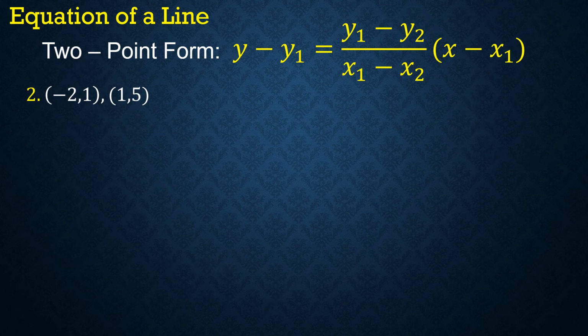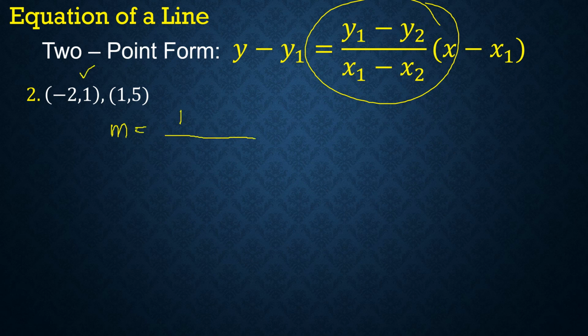So in this another example, we can find for the slope first. Slope. So again, we start on the first pair. The y-coordinate is 1, the x-coordinate is negative 2. Minus, minus. Now move to the second pair. 5 ang y-coordinate, 1 naman ang kanyang x-coordinate. So we have 1 minus 5 is negative 4. Negative 2 minus 1 is negative 3. So our slope is 4 over 3.